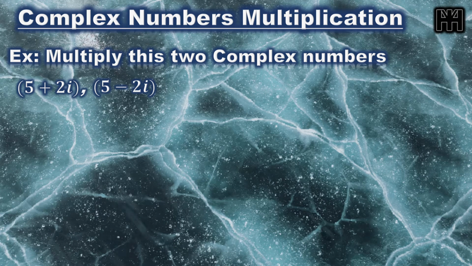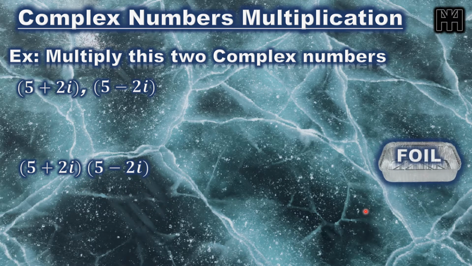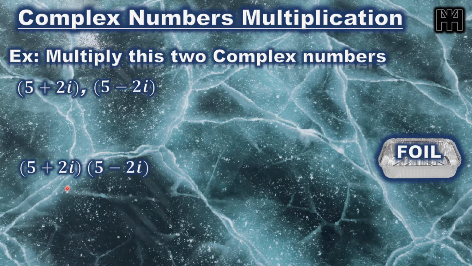Complex numbers multiplication. Example: multiply these two complex numbers, 5 plus 2i and 5 minus 2i. Now we will write them down, 5 plus 2i and 5 minus 2i. We will use FOIL: F for first with the first, 5 and the 5; O for outer with the outer, the 5 and the 2i; I for inner times inner, the 2i and the 5; and last with the last, 2i and negative 2i.